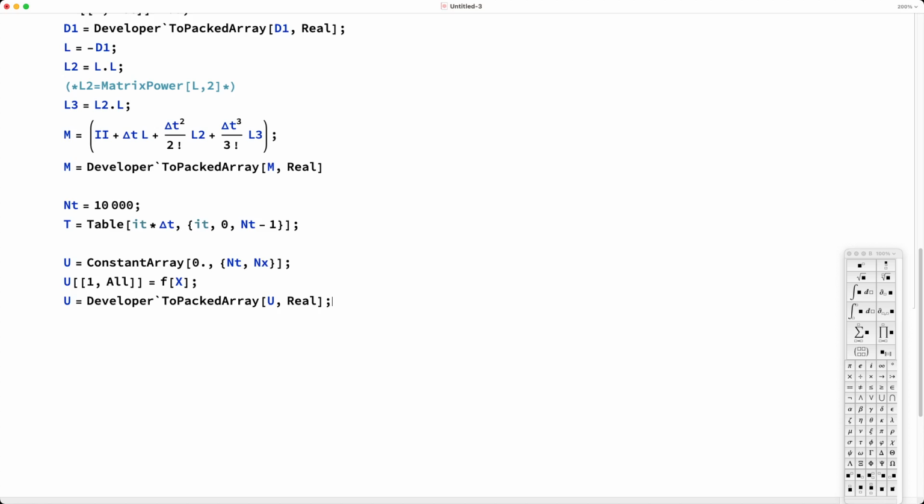Okay, so we can do that, and then again for performance purposes I'm going to pack this array. It's not absolutely necessary, but if you're dealing with large matrices, you may run out of memory or your code may be slow, and it's highly recommended that you pack the arrays, and you can use ByteCount to check the size of your array. So let me execute all of this.